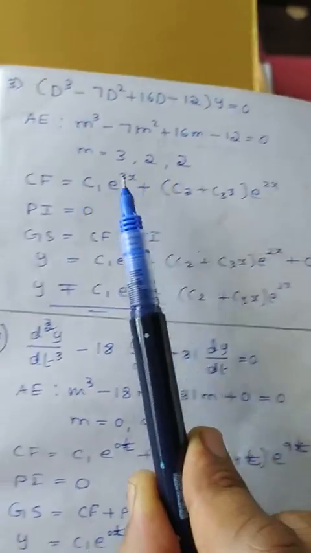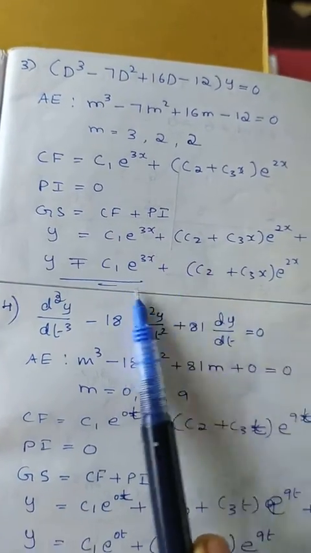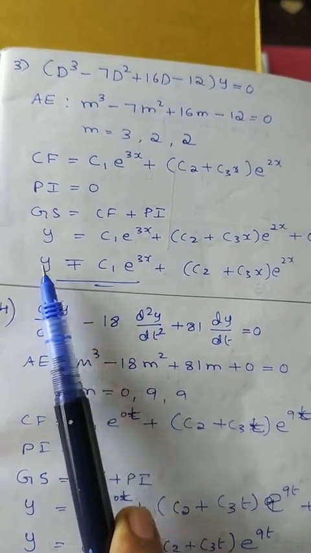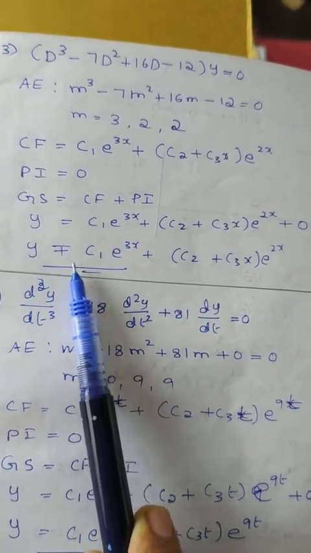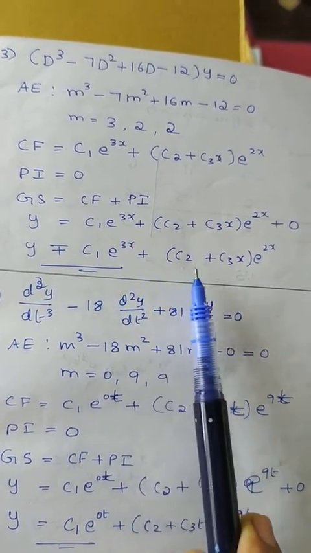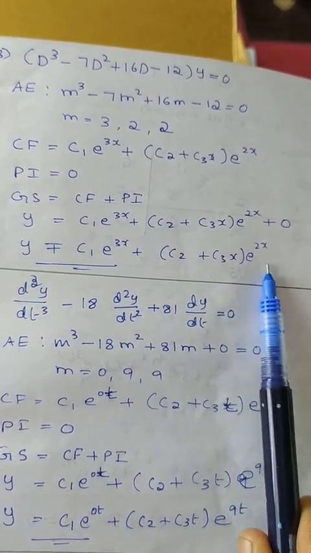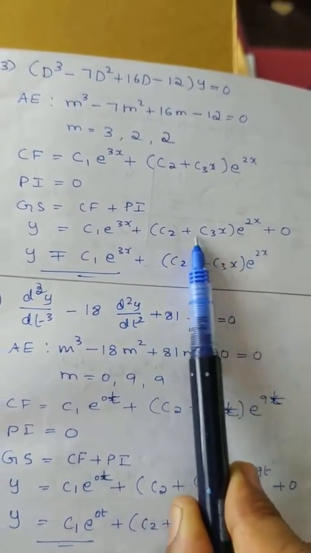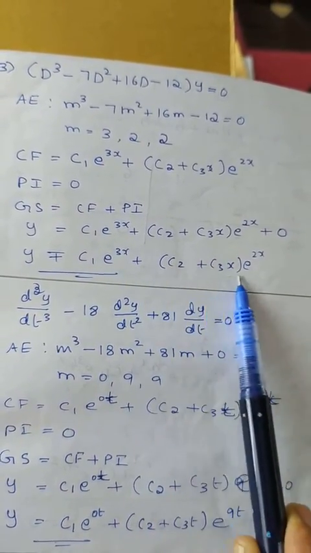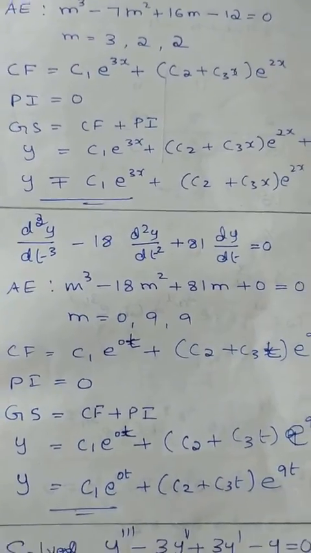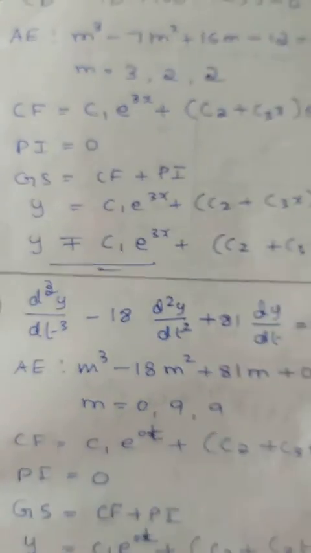Case 2. P is 0. Write the general solution. y is equal to C1 e power 3x plus (C2 plus C3x) into e power 2x. This bracket belongs to these two terms only. Next, third one. Next one.